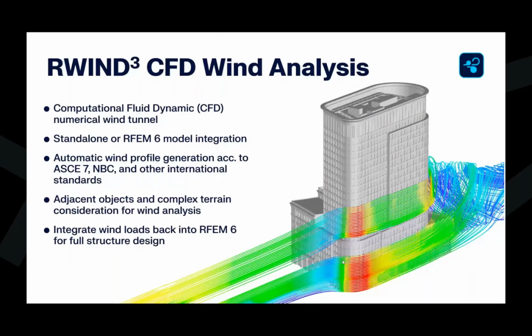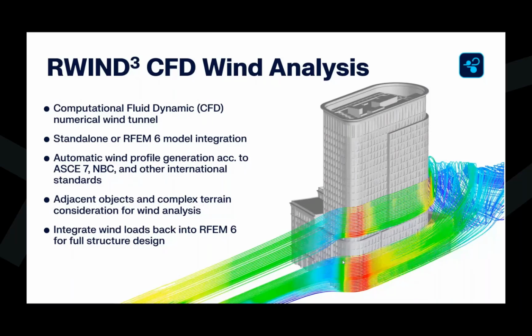Or complex terrain can also be considered, such as hills. It doesn't necessarily have to be on the flat ground, but considering those more complex conditions. Now, once we run the calculation in RWIND, again, we determine the wind pressures, the wind pressure coefficients, and velocity vectors. You see the streamlines here on this particular slide.